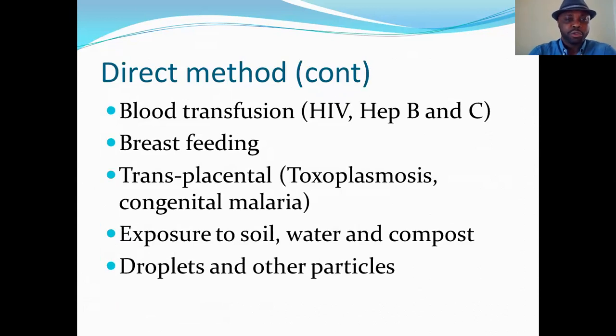Then the direct method continues. Through blood transfusion, HIV and hepatitis B and C could be gotten. Breastfeeding, HIV can be transferred from mother to child through breastfeeding. Then transplacental transmission, like toxoplasmosis and congenital malaria, are infections that can be gotten from mother to child in the womb. Exposure to soil, like tetanus infection, can be gotten through exposure of a wound to soil. You could get the organism called Clostridium tetani by exposure to soil.